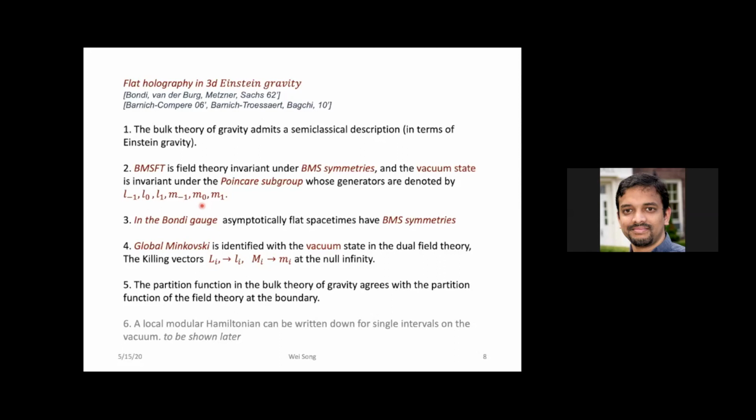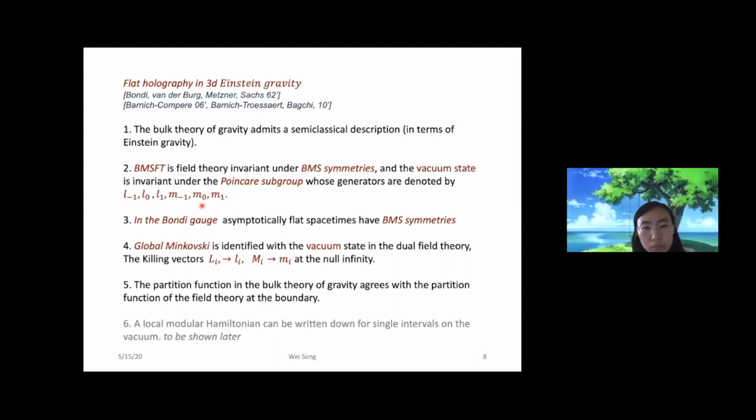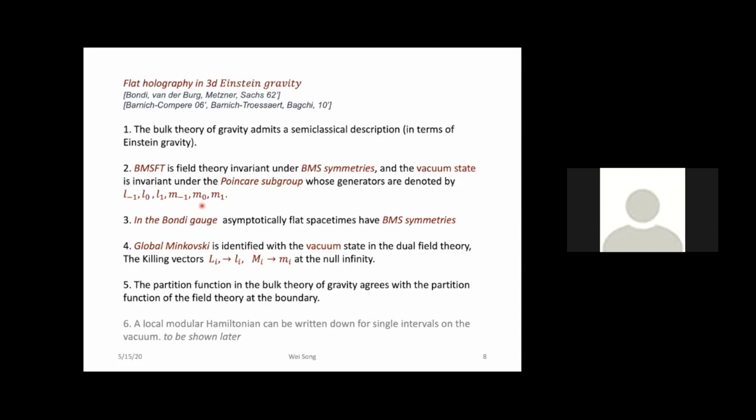Should we be talking about M minus two instead of L minus two? The M's are supertranslations, right? Yes, we can talk about M minus two. What's the state that's M minus two acting on the vacuum? Is that an excited state or is that another vacuum state? It's an excited state.